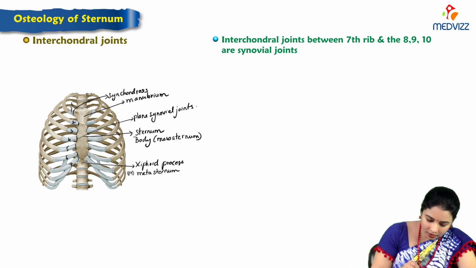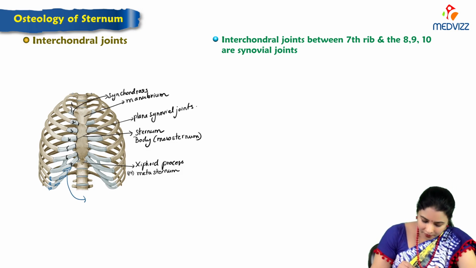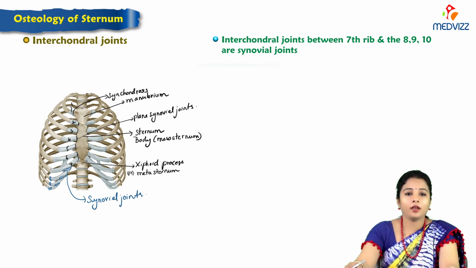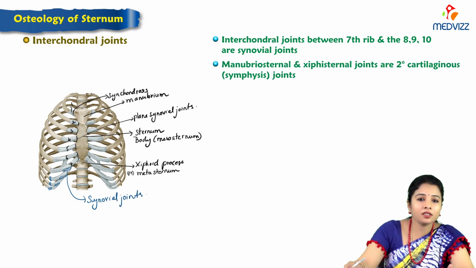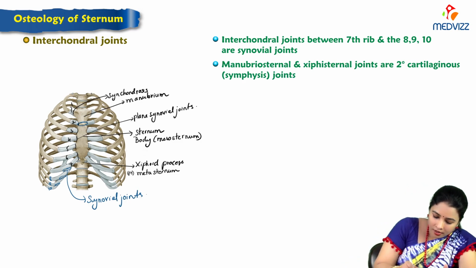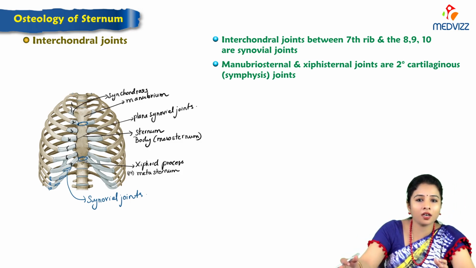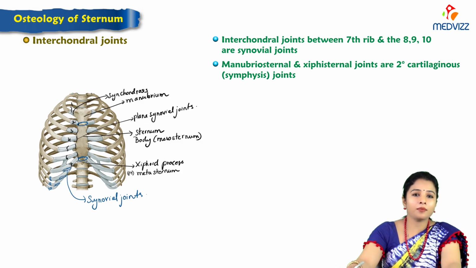Here is the 7th rib, this is the 8th rib, 9th rib and 10th rib. We can see each rib articulates with the preceding rib. These joints are plain synovial joints. The manubriosternal and xiphisternal joints are secondary cartilaginous joints. The manubriosternal is here and the xiphisternal is here; they are secondary cartilaginous joints, which are like symphysis joints. So this completes the osteology of the sternum. Thank you.